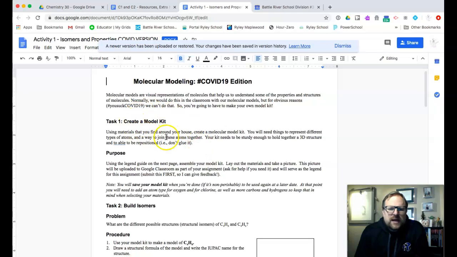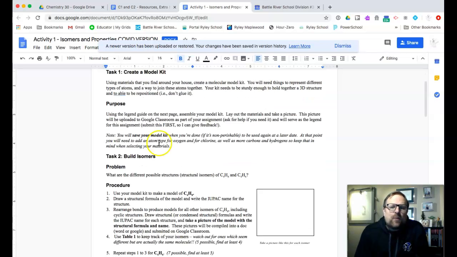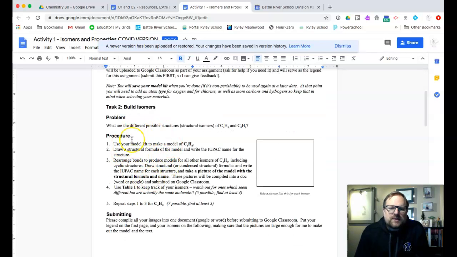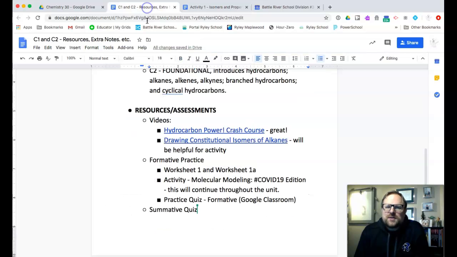And your first task is going to be to actually make a molecular model kit and collect the stuff that you need, and then we'll be practicing building some structural isomers, and you guys will be taking pictures of those and sending those pictures off to me, and I'll be giving you feedback on those. So I think this is a worthwhile activity. I think you could have some fun with it, and I can't wait to see what you guys come up with.